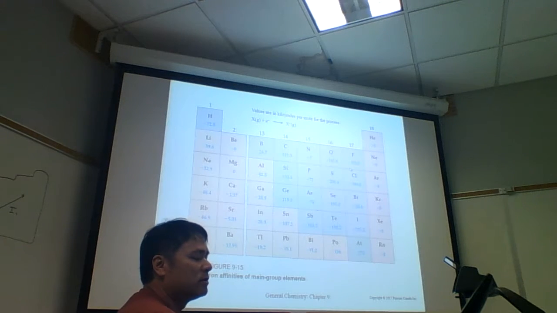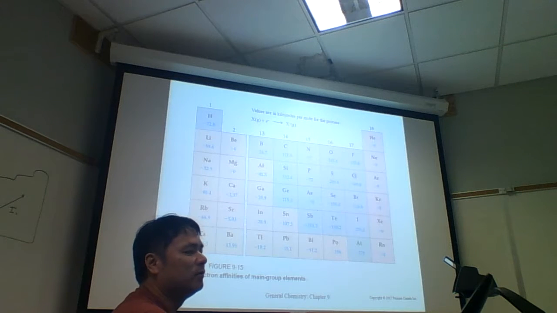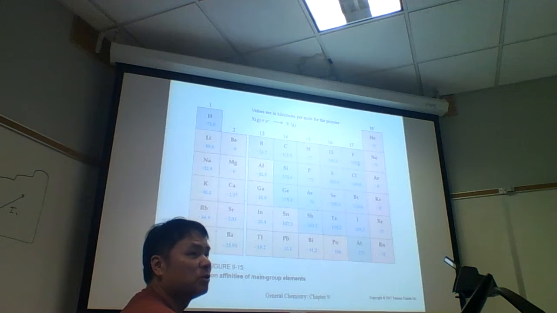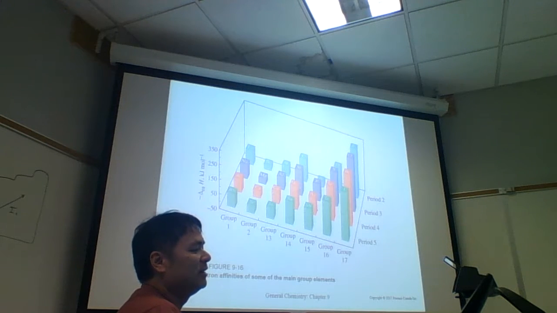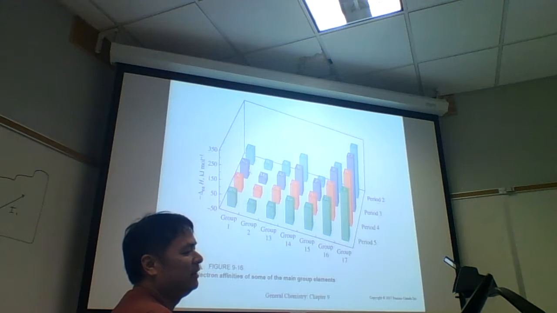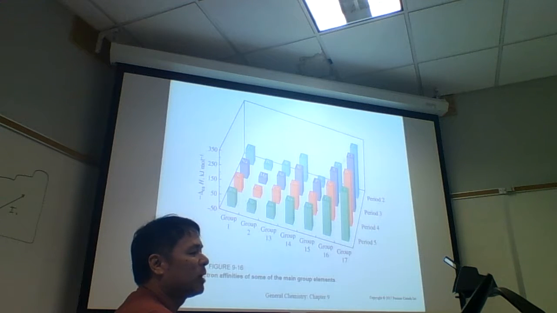But other than that, conceptually, we still think of fluorine as being much more reactive than chlorine. The thermodynamics, the energetics of this, is going to be a little different. If you look at the electron affinities, you see that in general, as you go up and right, we have higher electron affinity.